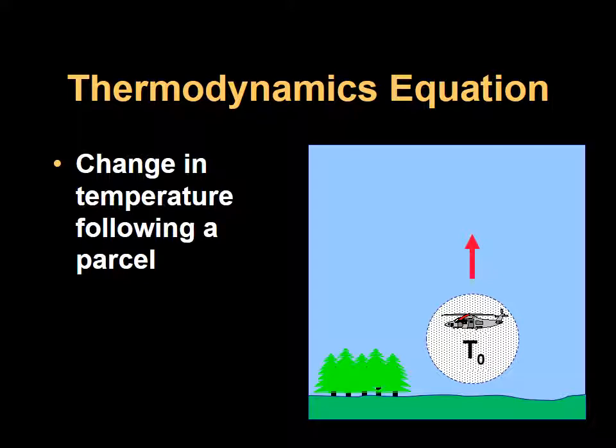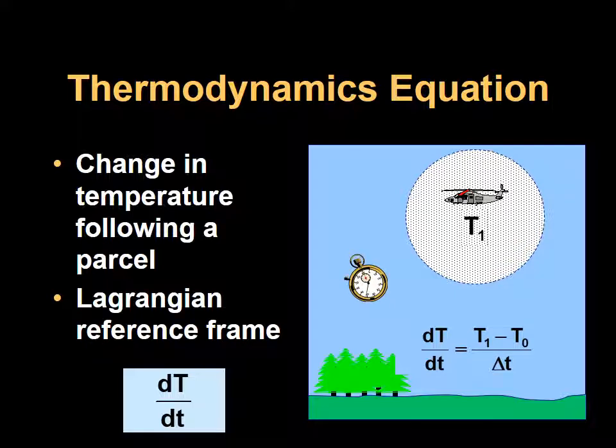First, the dT is a change in temperature. Now, this dT is a change in temperature following the parcel. So remember, that's a Lagrangian reference frame. So as you go up through the atmosphere, go horizontally, temperature is changing with time, and that is following a parcel of air.